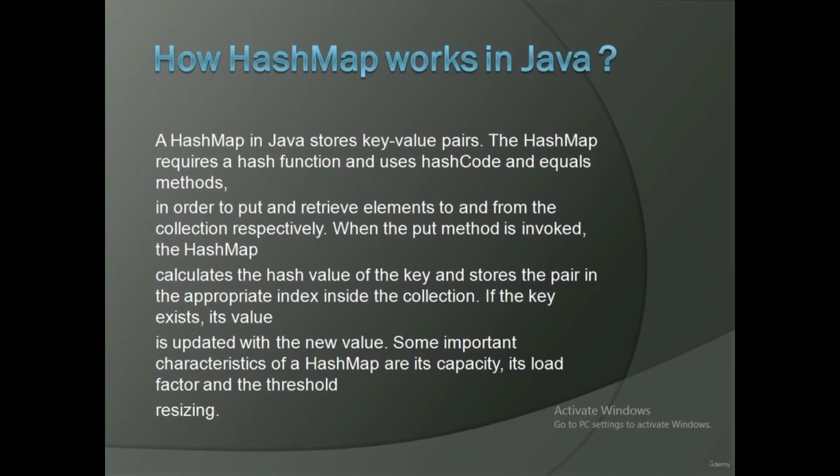How does HashMap work in Java? A HashMap in Java stores key-value pairs. The HashMap requires a hash function and uses hashCode and equals methods in order to put and retrieve elements to and from the collection respectively. When the put method is invoked, the HashMap calculates the hash value of the key and stores the key in the appropriate index inside the collection. If the key exists, its value is updated with the new value. Some important characteristics of HashMap are its capacity, its load factor and the threshold resizing. Let's see another.